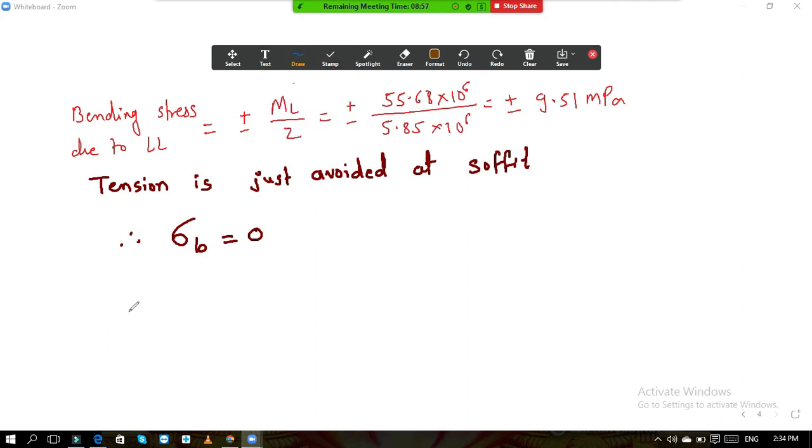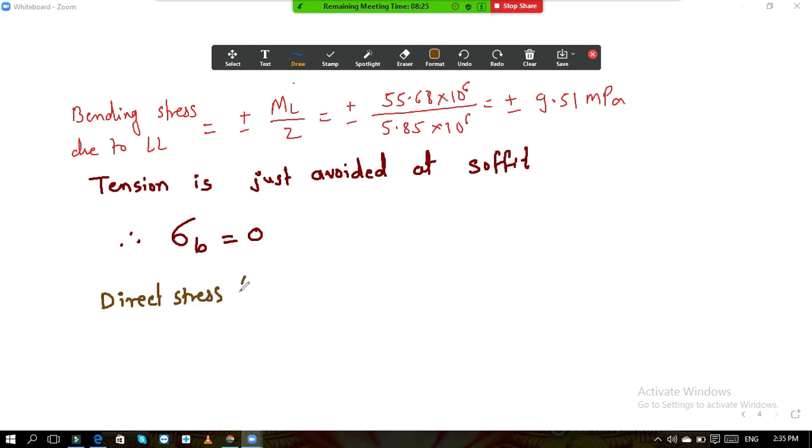Sigma b is 0. Then how to calculate sigma b? What is the formula of sigma b? So sigma b is nothing but it is P by A. Then here the tendon is concentric, so Pe by Z is 0. Am I right? Are you getting it or not? Or shall we go step by step if this is overdose to you? So first calculate direct stress.